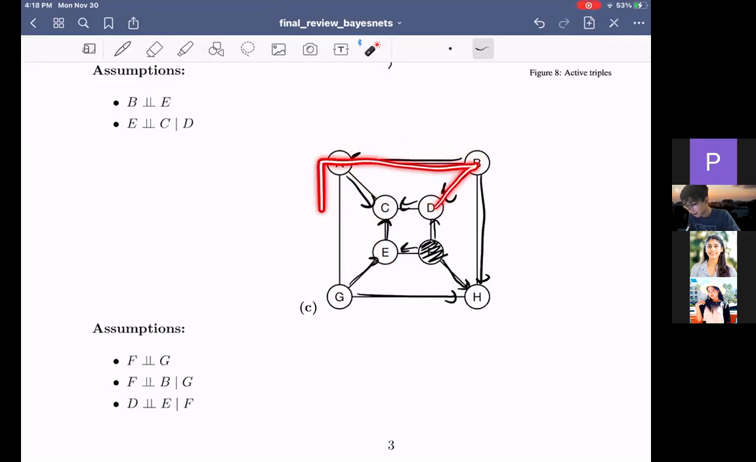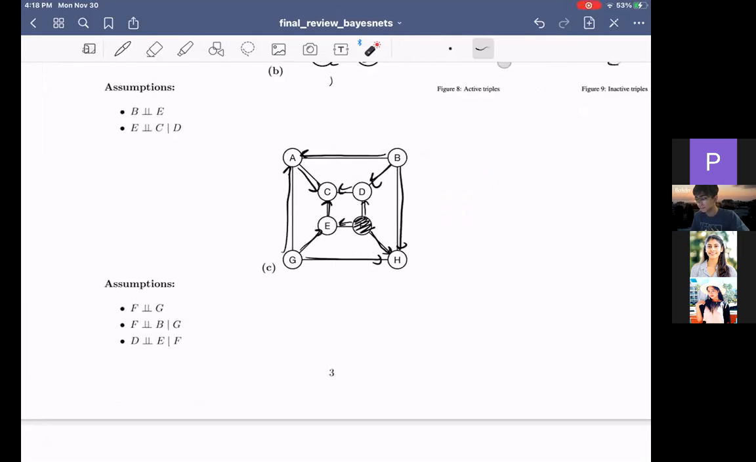We can block this path. And as you said, if we make an edge from G to A, then we block this triple. And so therefore this entire path is inactive as well. Yeah, I probably missed a couple pieces of logic there, but I think that's the general idea. Any more questions about this?